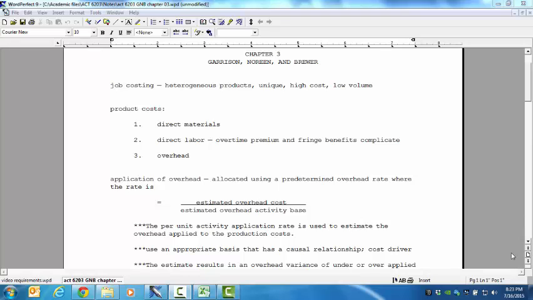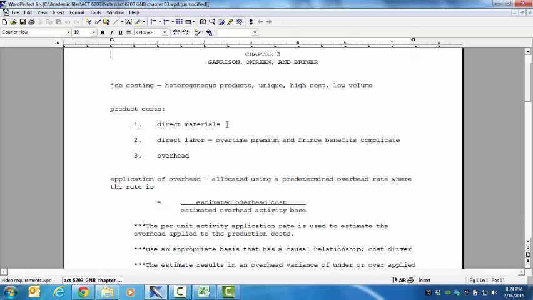Chapter 3 focuses on a concept called job costing. Job costing just refers to tracking all of the production or service costs that you incurred to service a particular customer. When we think of product costs, there are three main categories: direct materials, direct labor, and overhead. If you notice, the overhead did not have the word direct in front of it. That's an important detail which I will address in a moment.